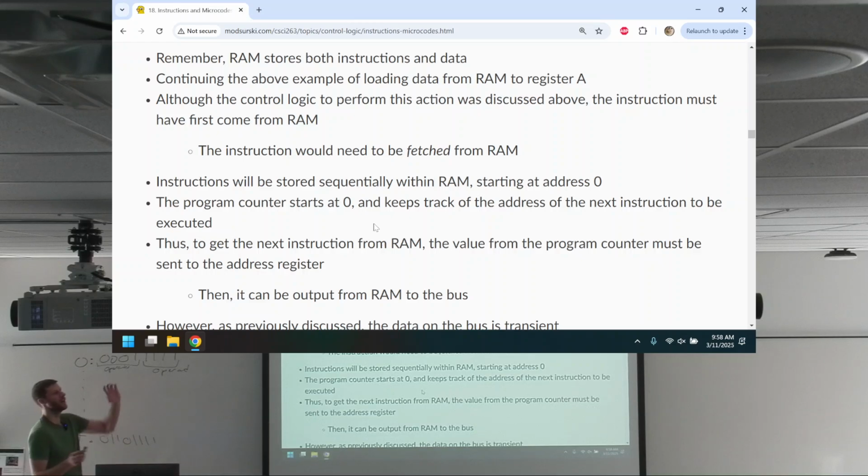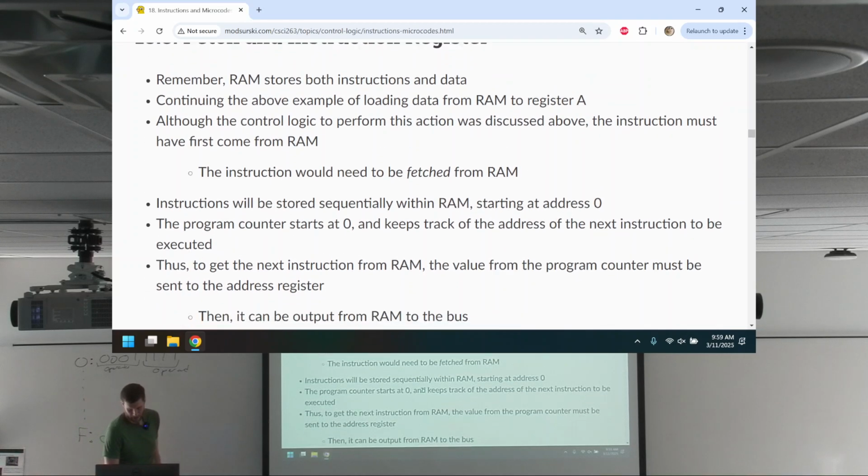But the point is, we have this. If this means load information into register A, information from where? Here. Well, this 1111 had to go to the address register. This is in RAM. So somehow I need to get this instruction, decode what it means, and then move the operand where it needs to go. All right?